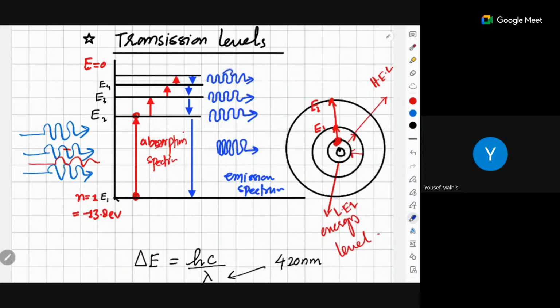But once the electrons jump down from the higher energy level to the lower energy level, what do they do? They give photons at the output. That is why it is called an emission spectrum. Spectrum means they give a range of photons, several photons will be there. That is why it is called a spectrum.